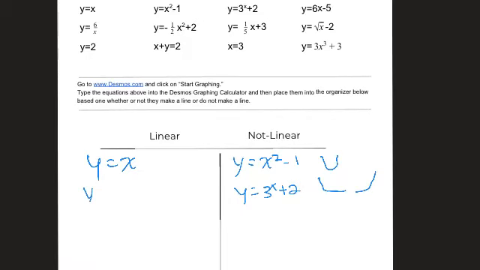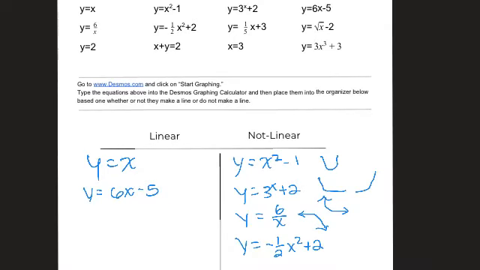Y equals 6x minus 5 makes a line. Y equals 6 over x did this really cool double line thing. Kind of went like this. Y equals negative 1/2 x squared plus 2. That again also makes an upside down U shape.